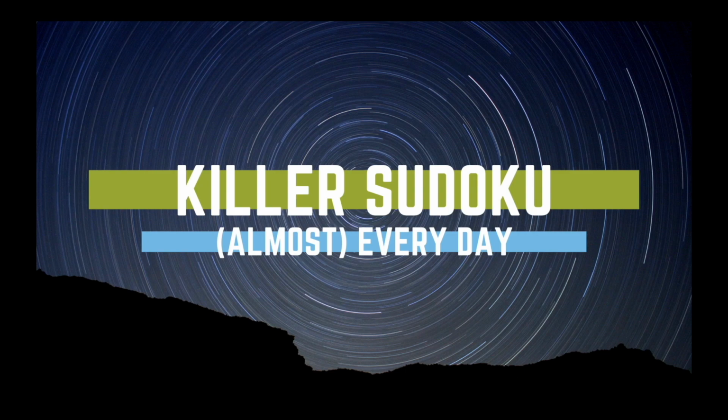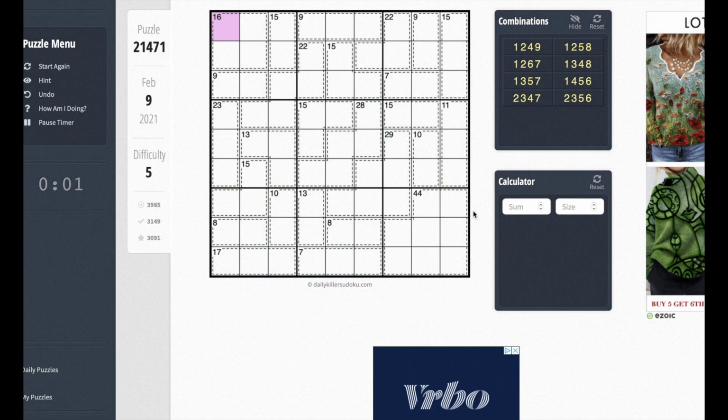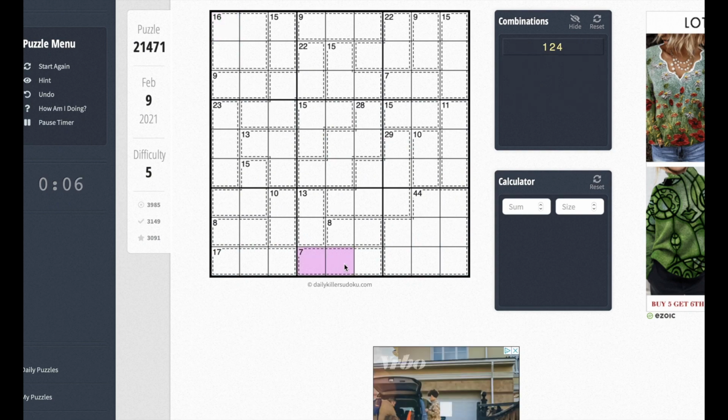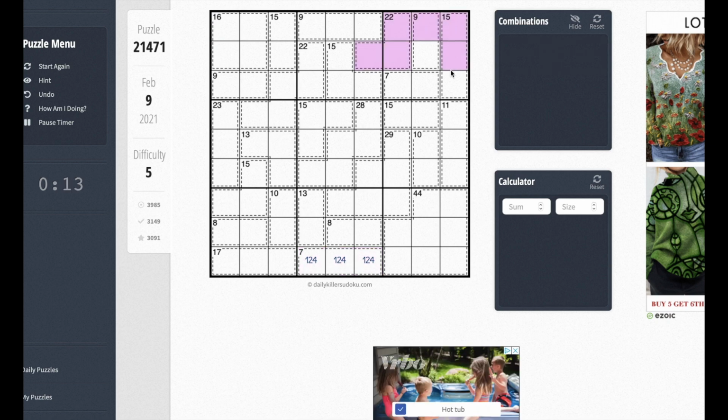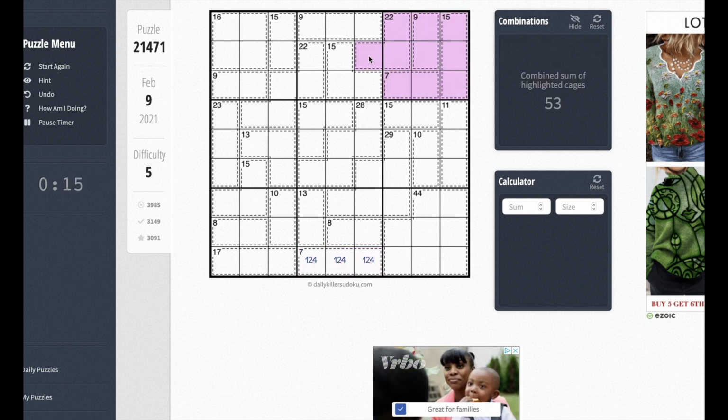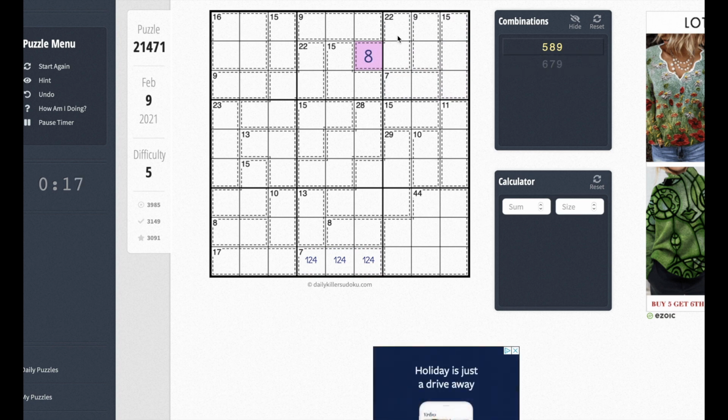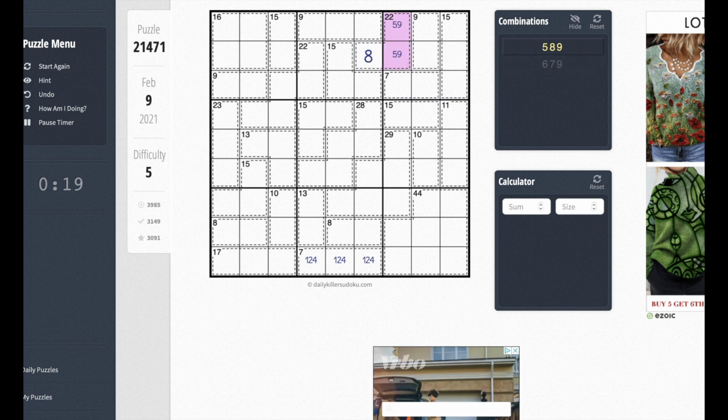Hey everyone, so let's take a look at the 5 out of 10. Here it is. So, as ever, let's start looking for the obvious clues. Got a 1, 2, 4 in here. Start doing some sums. 53 there means that that has to be an 8. Gives us a 5, 9 in there.